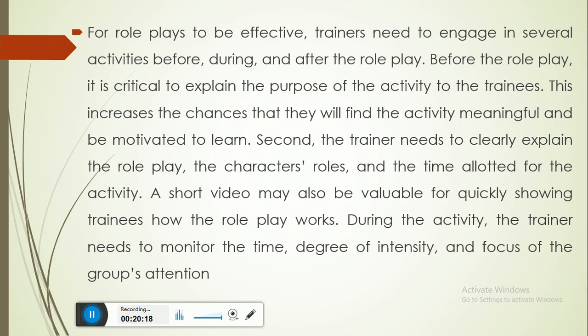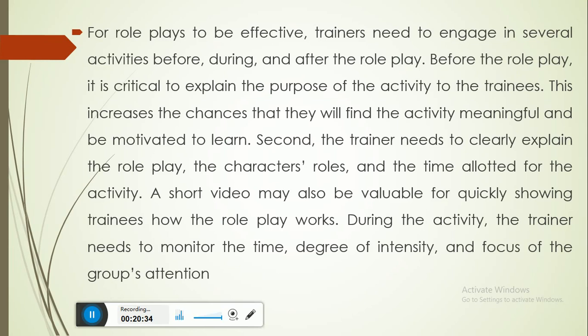This increases the chance that they will find the activity meaningful and be motivated to learn. So they will have a clear image before doing any type of role play. They will know what's the reason behind the role play and what they will learn.